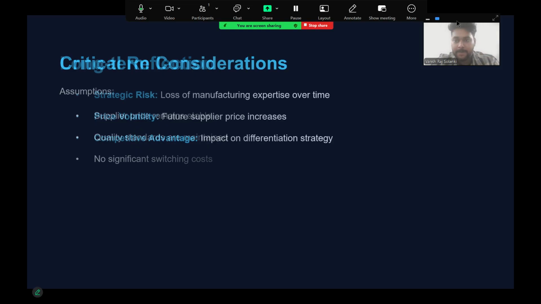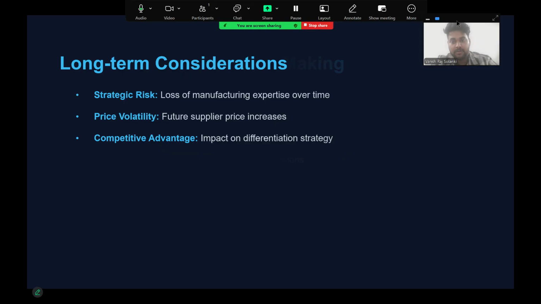Long-term considerations. Strategic risk: loss of manufacturing expertise over time. It is very obvious that when we outsource it, eventually we will lose the manufacturing expertise over time. Price volatility: future supplier price increases. If the supplier's cost per unit increases, then we'll also have to bear the increase, which will be a bad sign for our business. Competitive advantage: impact on differentiation strategy. For example, the supplier who supplies to us might also supply to our competitors, so it will be difficult for us to differentiate our product from others.